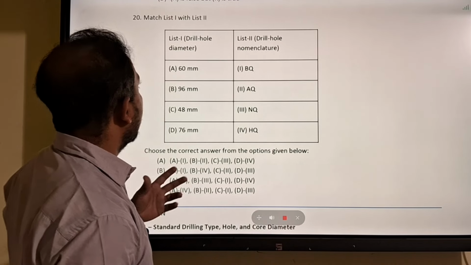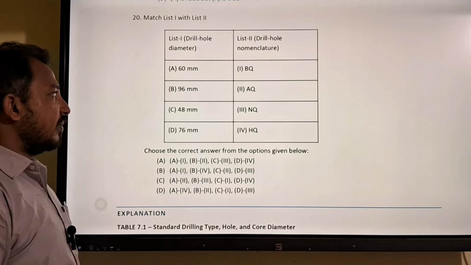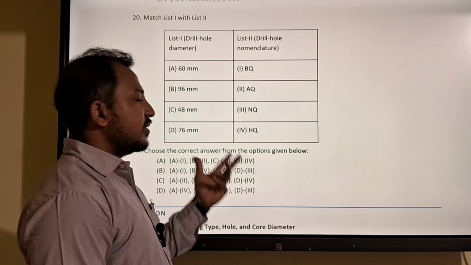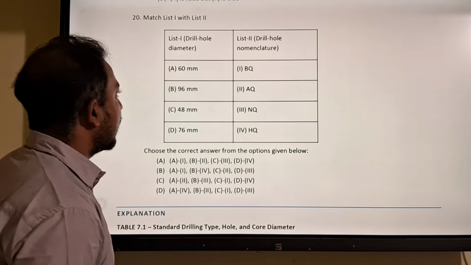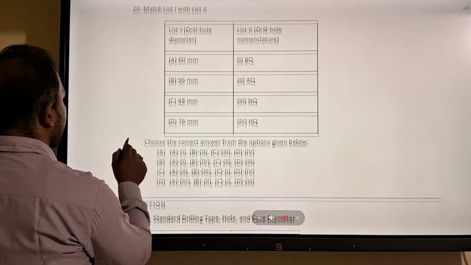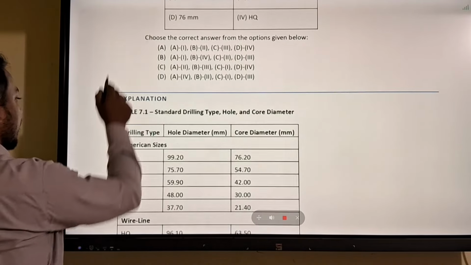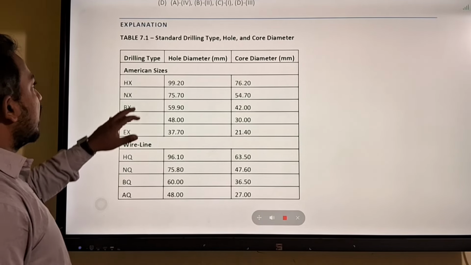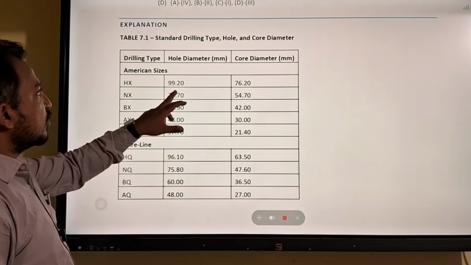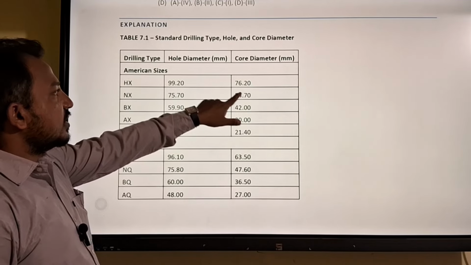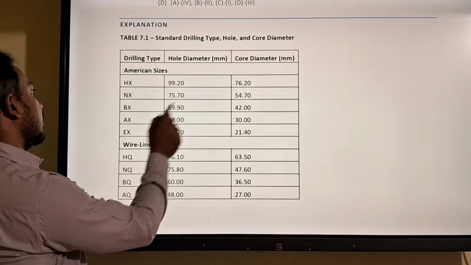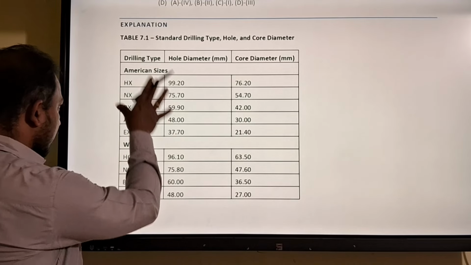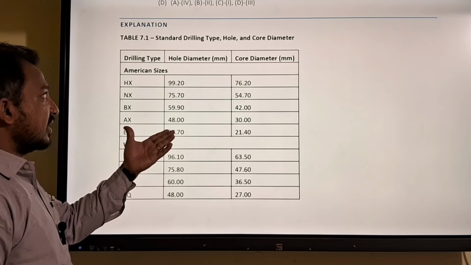So the next question is a match-the-table question on drill hole diameter and drill hole nomenclature, where these diameters and nomenclature are universally accepted. So it is a data type of question. You just have to remember the different nomenclature of drill holes and their diameters. I have given you a table here. Drilling type HX is 99.20 mm, and core diameter is 76.20 mm. Then NX, then BX, AX, EX. You can pause this and write down all this nomenclature that is given for hole diameter and core diameter.